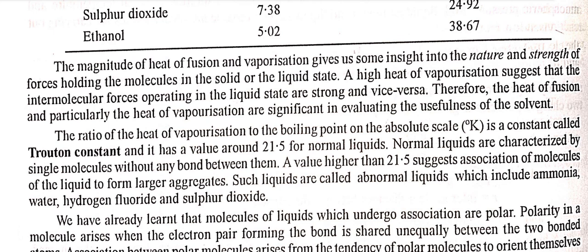The ratio of the heat of vaporization to the boiling point on the absolute scale is a constant called Trouton's constant, and it has a value around 21.5 for normal liquids. Normal liquids are characterized by single molecules without any bond between them. A value higher than 21.5 suggests association of molecules of the liquid to form larger aggregates. Such liquids are called abnormal liquids, which include ammonia, water, hydrogen fluoride, and sulfur dioxide.